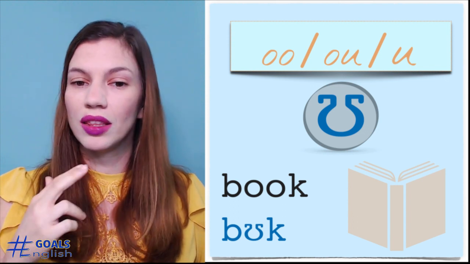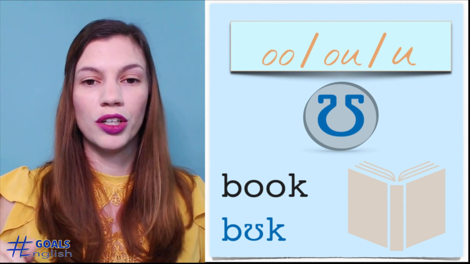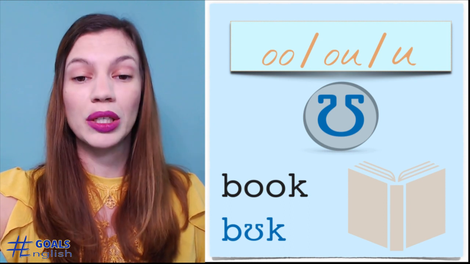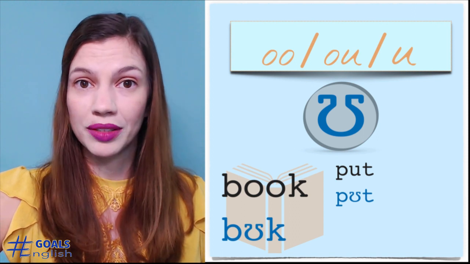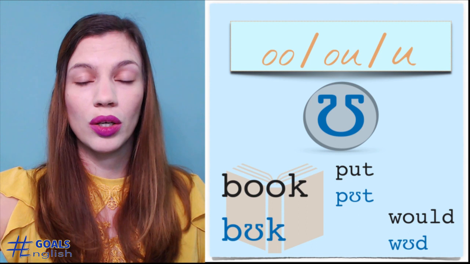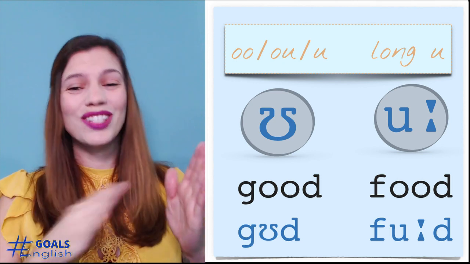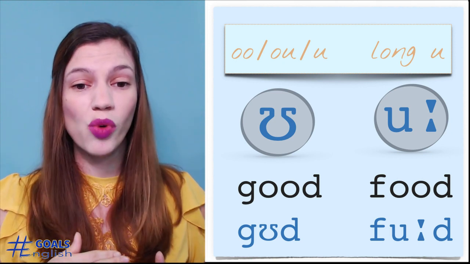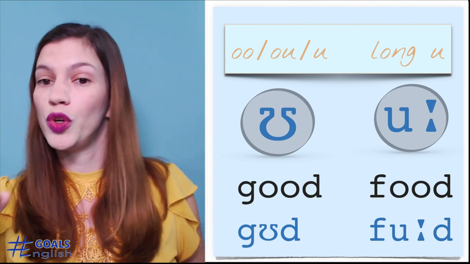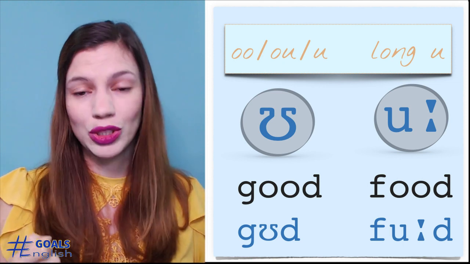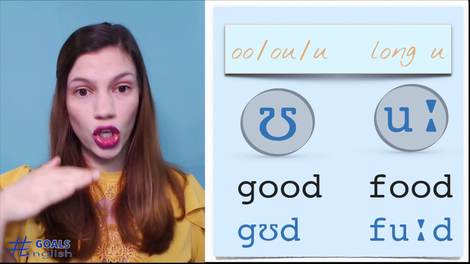So this sound is often spelled with O-O, O-U, or U, as in book, book. You'll also see it with the U as in put, put, and O-U, wood, wood. Okay, so now this sound is often confused with the long U that we looked at before, right? So we see that good versus food. So these two are especially helpful to learn so you don't get them confused. It's not good food, it's good food.